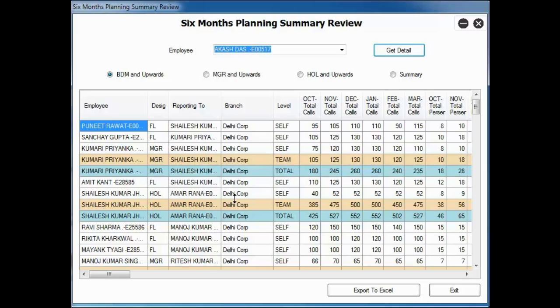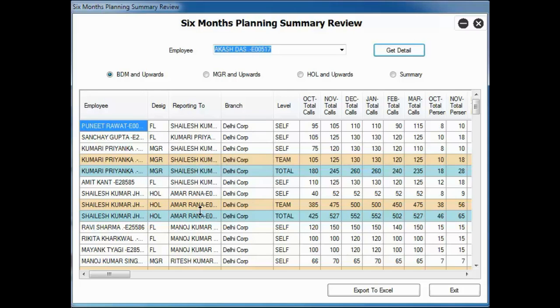Now if we go one step below, there is another person who is the HOL, that is Mr. Shailesh Kumar. And Mr. Shailesh Kumar is the reporting manager for Priyanka Kumari. Now here if you see, Amit Kant happens to be one frontliner who is working directly under Mr. Shailesh Kumar, not under Priyanka Kumari. So the total for, or the self for Amit Kant is mentioned under here. If you can see it, self 110 for October total calls. Shailesh Kumar has his own self.